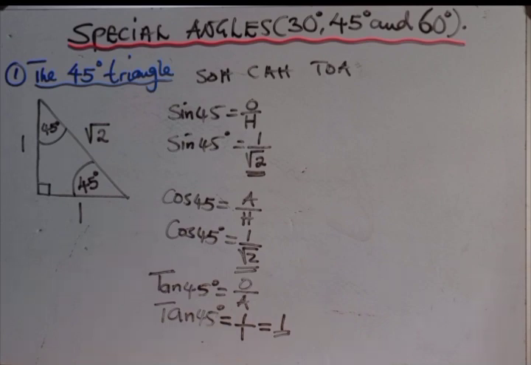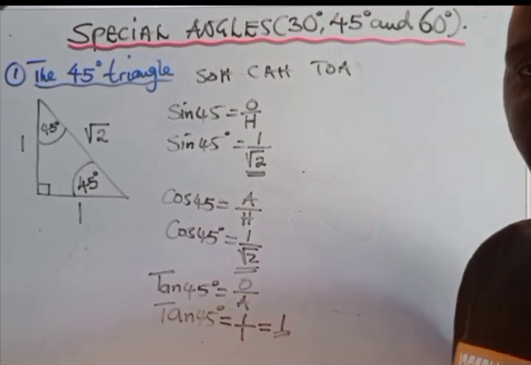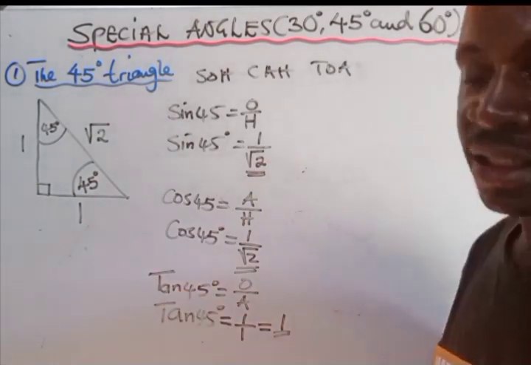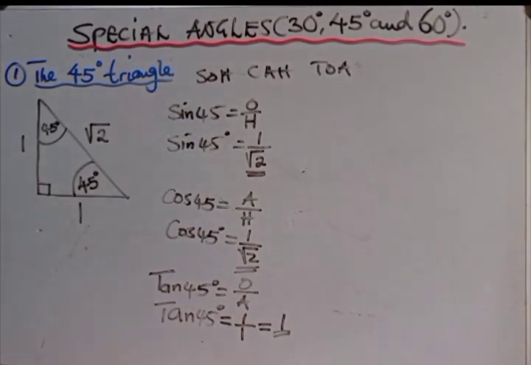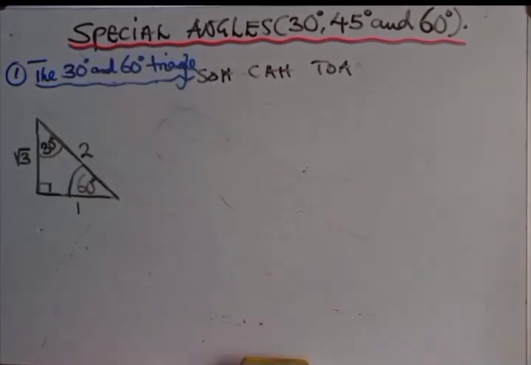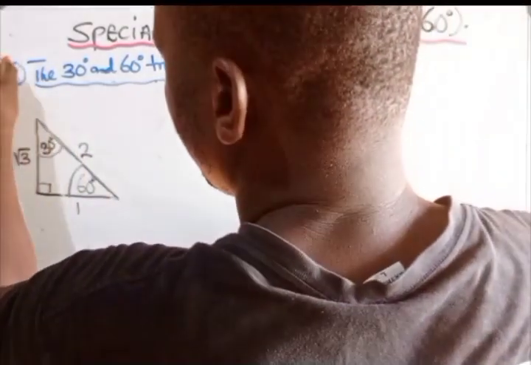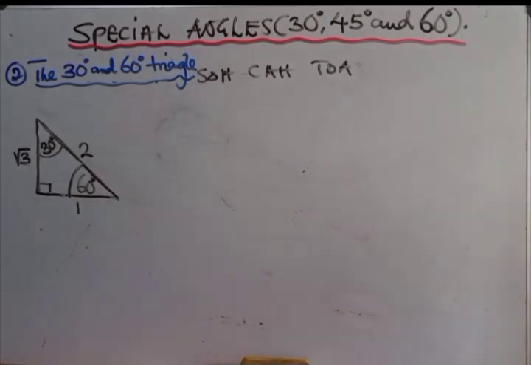Okay, let's go to the next special angle. Now, the next special angles will be a combination of 30 and 60 degrees, because the 30 and 60 degrees give us 90. Plus that 90 there, we have 180 degrees in a triangle. We have this one, which is number 2, and this number 2 is the 30 and 60 degree triangle.